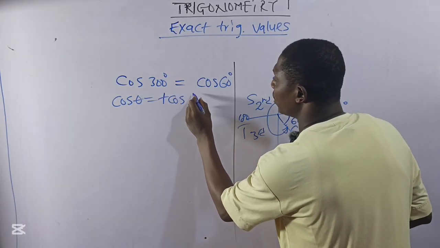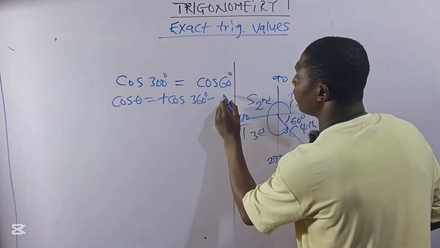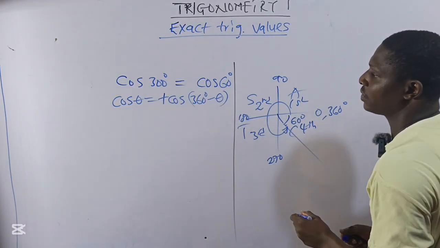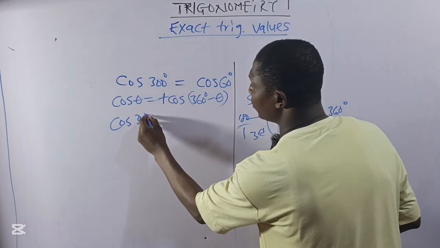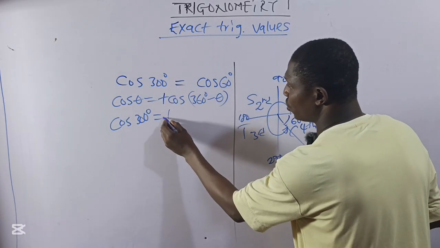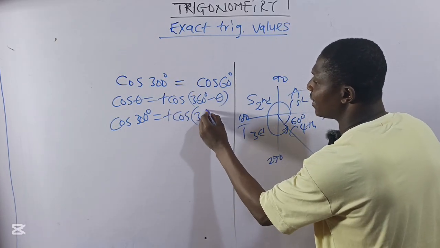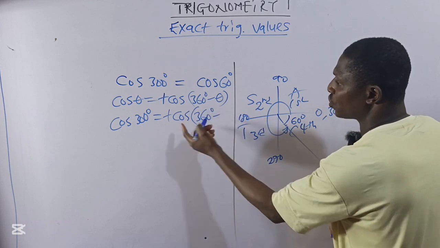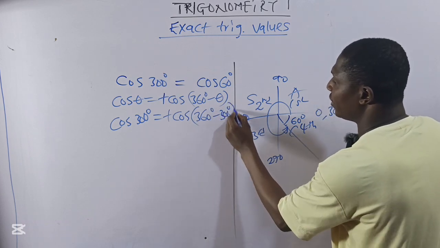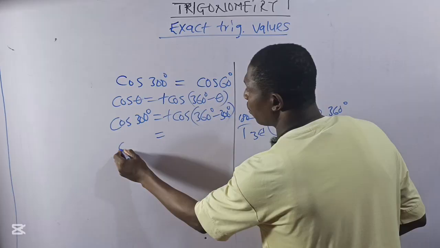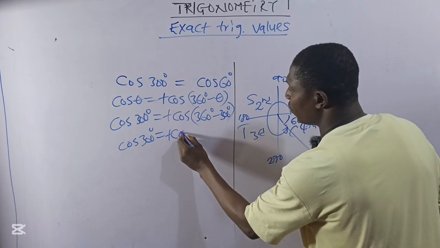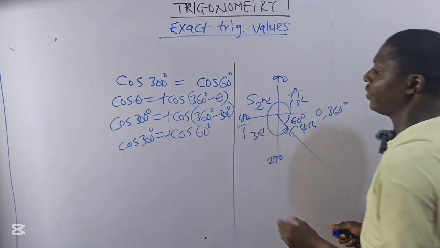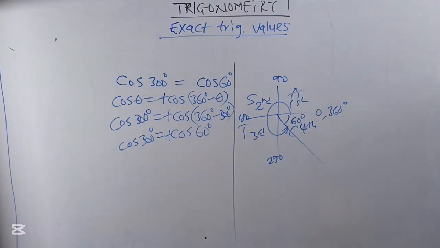positive cos of (360 degrees minus theta) in brackets. Now theta here happens to be 300, which is the angle we are focusing on. So we have positive cos of (360 degrees minus 300 degrees). So that's why we have cos 300 degrees equals positive cos 60 degrees. Now this is where the error is.